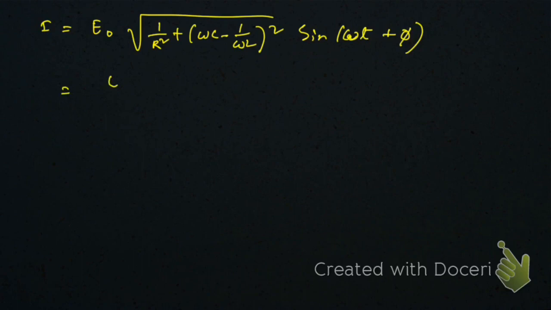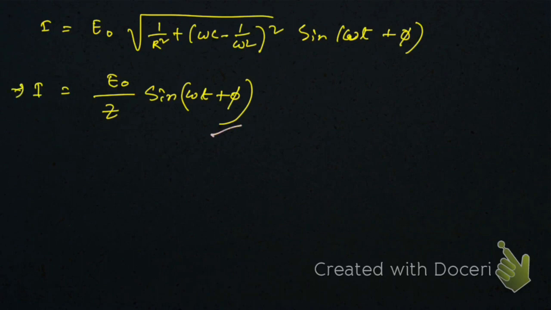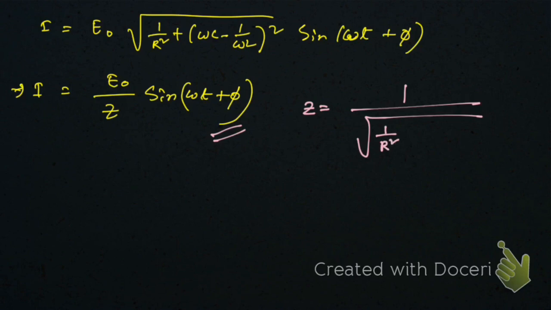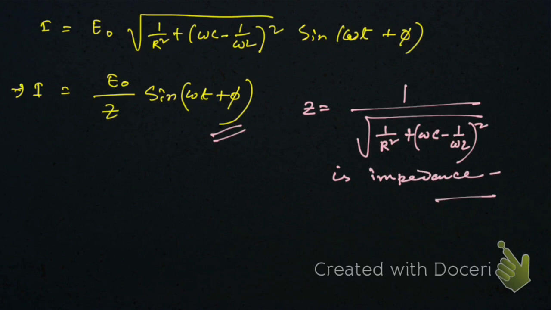So E naught, this term is nothing but 1 by Z, where Z is impedance. So I is equal to E naught by Z sine omega t plus phi. This is the expression for current, we have got the total current, and Z is equal to the reciprocal of this, 1 by R square plus omega C minus 1 by omega L whole square. So this is impedance, right? Hope you have understood this.